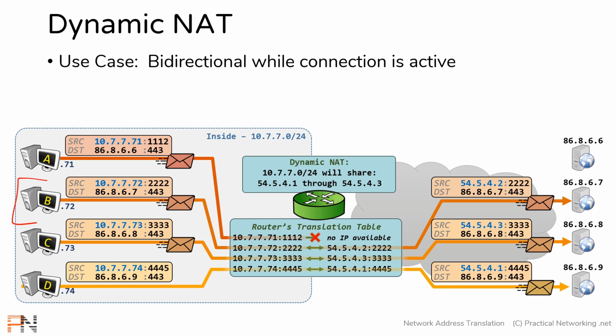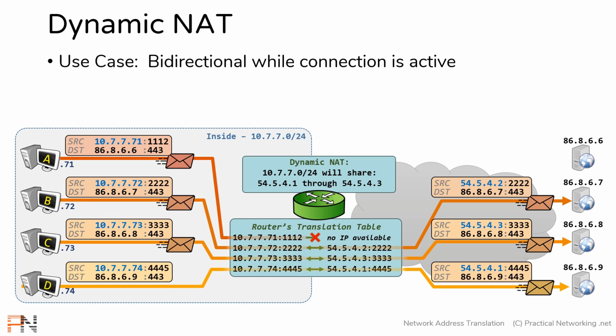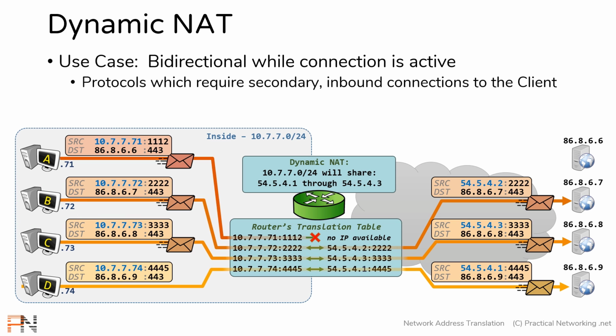Over here, host B was translated to the .2 address. This makes it so that if anything out on the internet makes a request to the .2 address, the router will forward that packet to host B. So for the duration of this connection, host B owns the .2 address. This is useful for protocols which require a secondary inbound connection back to the client. The most prominent example of which is the FTP protocol.